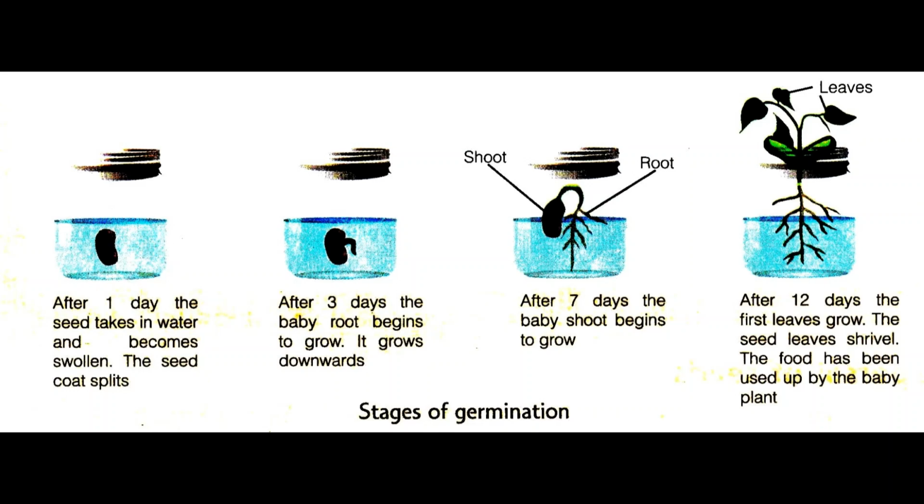After one day, the seed takes in water and becomes swollen. The seed coat splits up. After 3 days, the baby root begins to grow. It grows downward. After 7 days, the baby shoot begins to grow and it will grow upwards. After about 12 days to 2 weeks, the first leaves grow and the seed leaves at this time begin to shrivel because their work has been done.